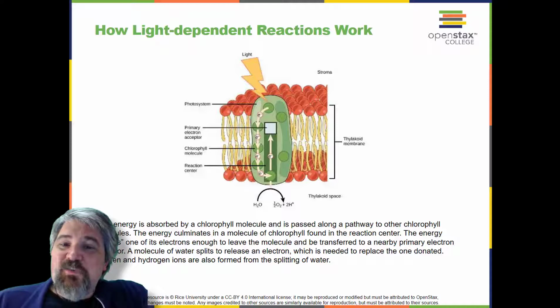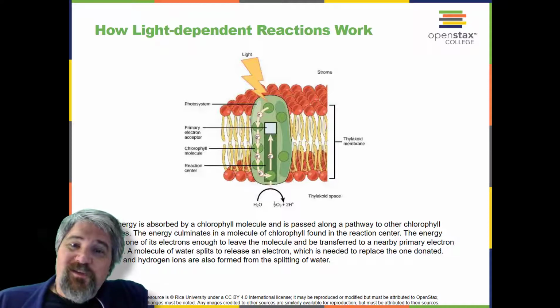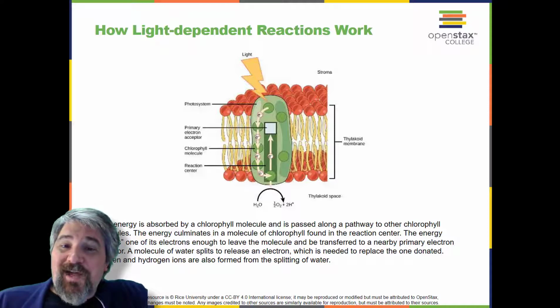This chemical energy will be used by the Calvin cycle to fuel the assembly of sugar molecules. The light-dependent reactions begin in a grouping of pigment molecules and proteins called a photosystem. Photosystems exist in the membranes of thylakoids. A pigment molecule in the photosystem absorbs one photon, a quantity or packet of light energy, at a time.